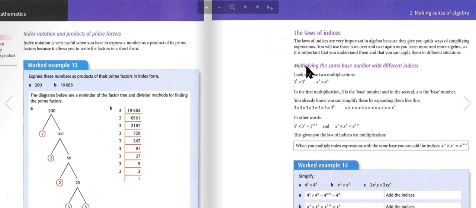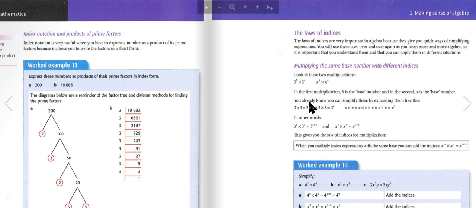Multiply the same base number with different indices. You get these two multiplications: 3 squared times 3 to the power of 4, and x cubed times x to the power of 4. In the first multiplication, 3 is the base number, and in the second, x is the base number.